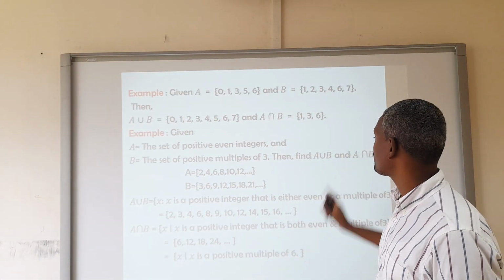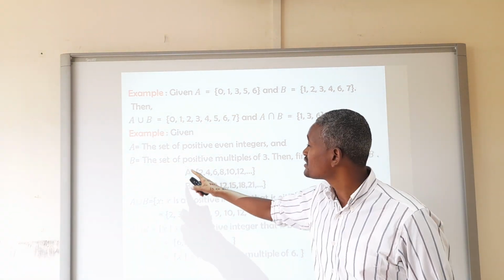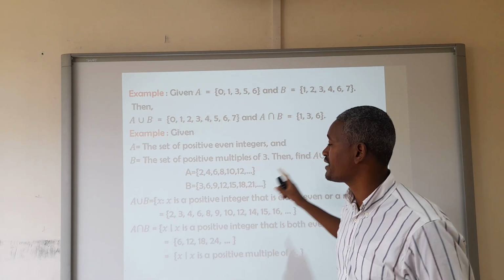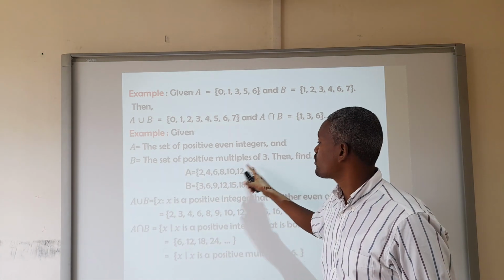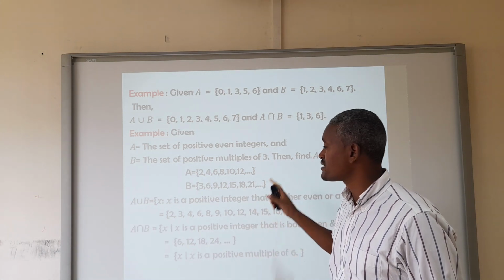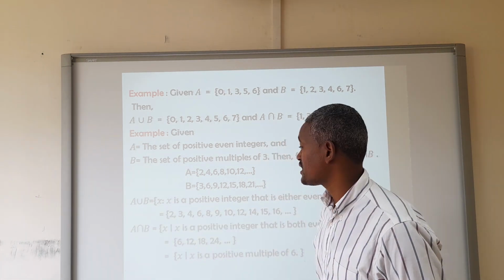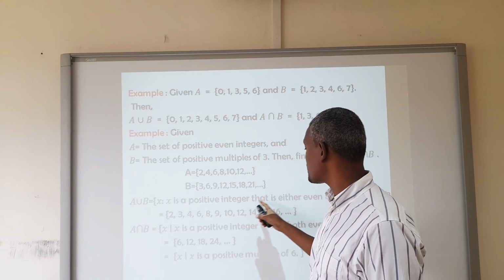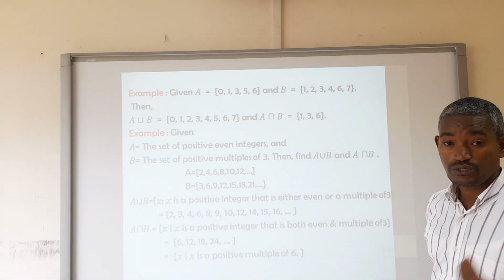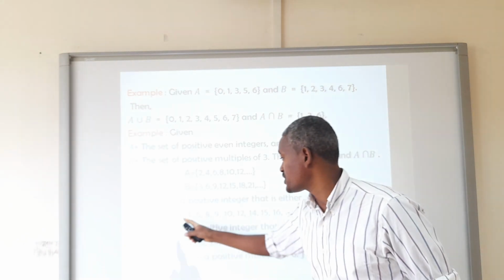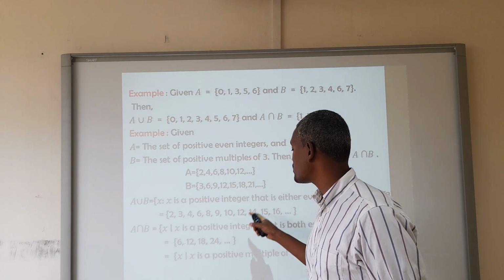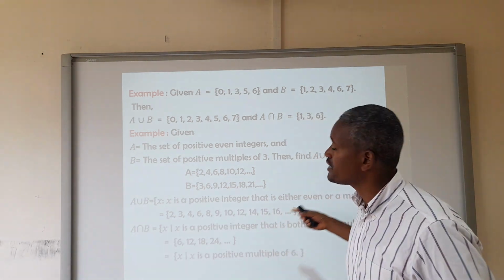So what's the union and intersection of the sets? Clearly the set of positive even integers is 2, 4, 6, 8, 10, 12, and so on. The set of positive multiples of 3 is 3, 6, 9, 12, 15, 18, 21, and so on. So A union B is such that x is a positive integer that is either even or a multiple of 3, which is 2, 3, 4, 6, 8, 9, 10, 12, 14, 15, 16, just like that.